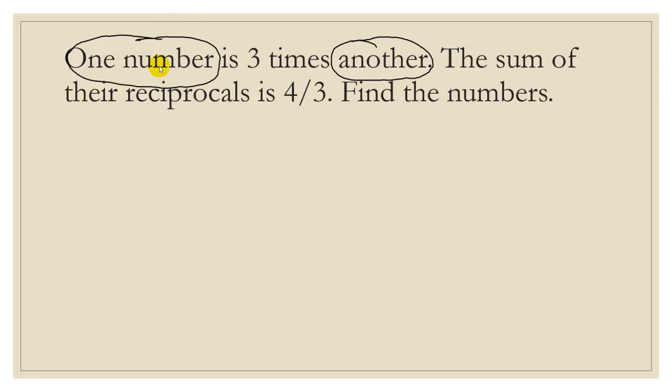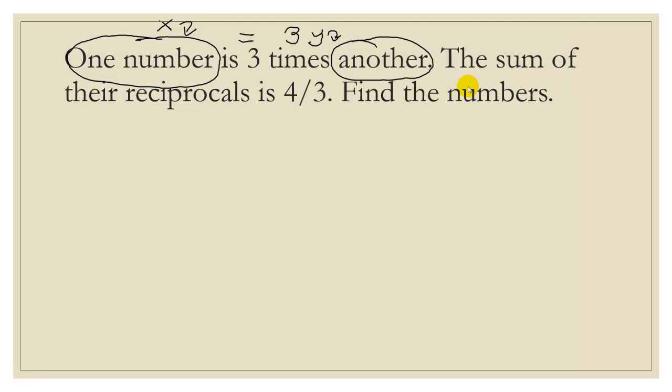We can put this in a mathematical sentence. Let's call the first number x, and you can call it anything you want, but I'll just call it x. And we're saying is, so that means equals, 3 times, so that's just 3 times, another number, and we'll call the other number y. So our first number is x, and our second number is y.